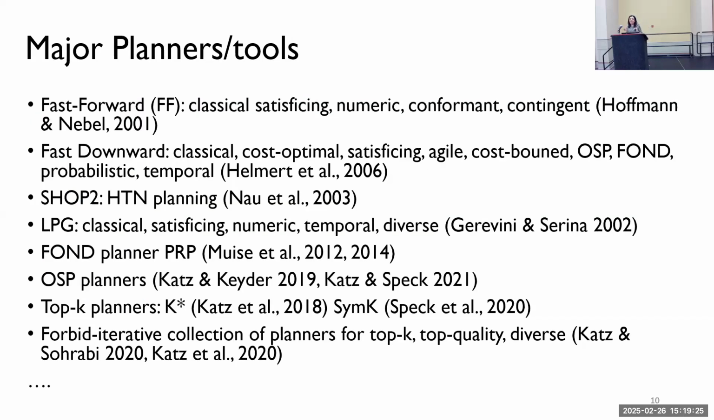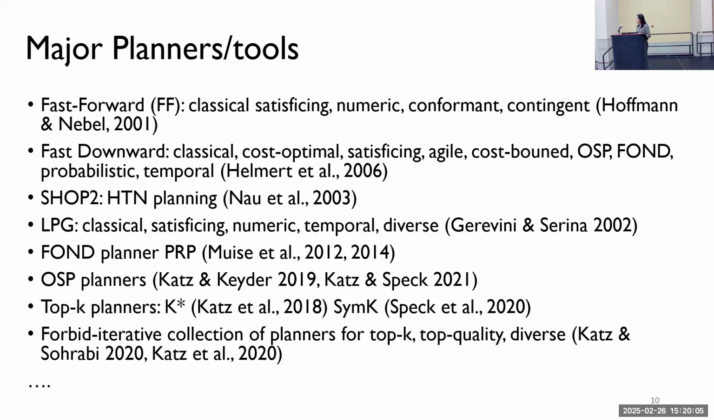There are many, many planners out there. I'm only naming a few here. So if you don't see yours, it's probably just not mentioned here. Fast Forward is probably the best known, in addition to Fast Downward, where these are originally classical planners, but there are many versions of them available that are built on top of those, such as numeric, conformant, and contingent planning. And in Fast Downward, you have an OSP or oversubscription version, you have a FOND version of it, you have a probabilistic or temporal version of it, and so on.